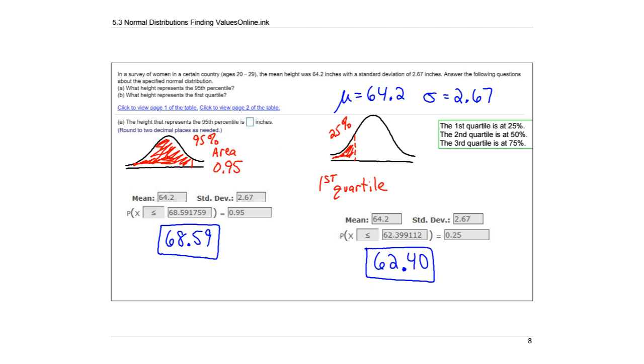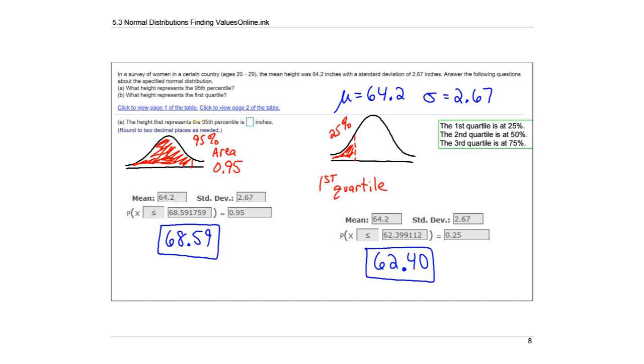Okay, these are just more examples for you to try. It goes back to percentile, so I did want to show you this. The first one says the height that represents the 95th percentile. All right, hopefully I can erase that. Just a second. Let me try. Okay, good.